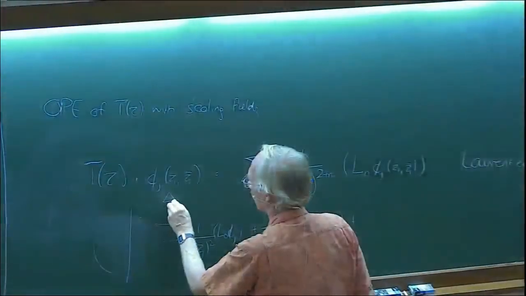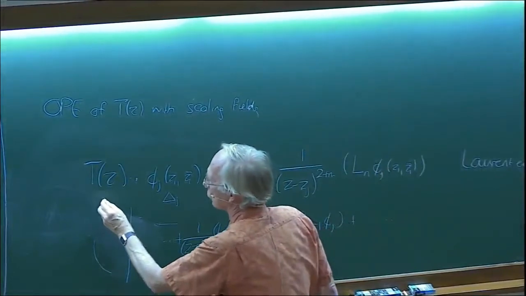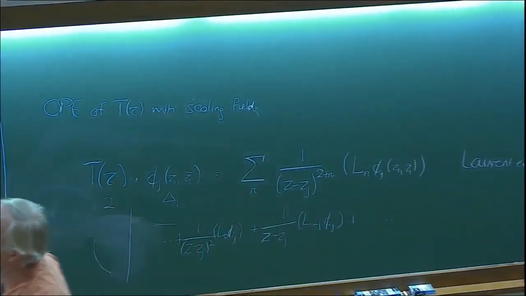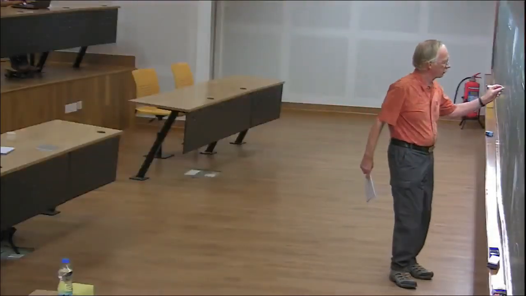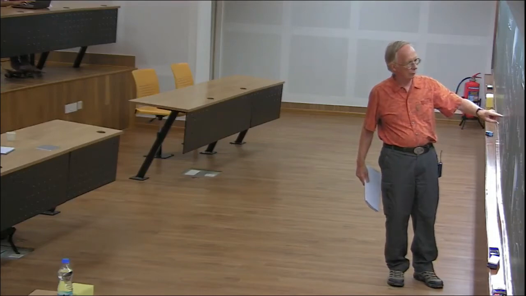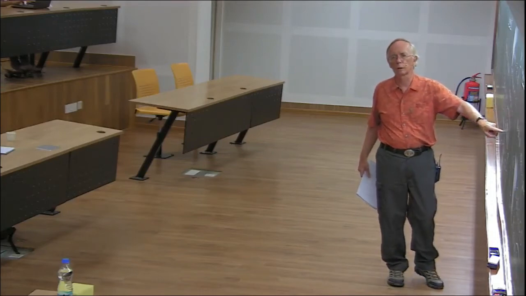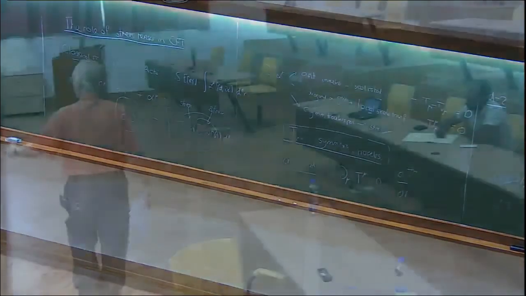You can see that if this thing has scaling dimension delta J, then the stress tensor has dimension 2. You can see that from its definition way over here somewhere. Okay, so the action is dimensionless. So T has dimensions 1 over length to the D, which is 1 over length squared. So in two dimensions, T has dimension 2. This has dimension delta J. So from this, you see that L0 has dimension delta J.